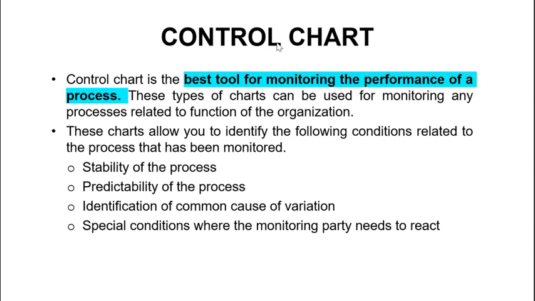And let's look at the control chart, the best tool for monitoring the performance of a process. By looking at the control chart, you can see whether the process is stable or not, and then predict whether the process is going out of control or not, and identify some of the causes of variation, and also special conditions in which the monitoring needs to react instantly. Okay, they have to make decisions based on the control chart.